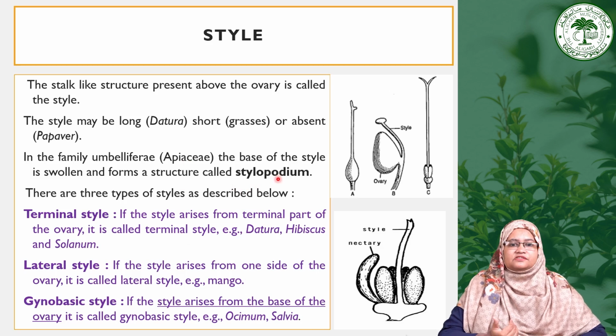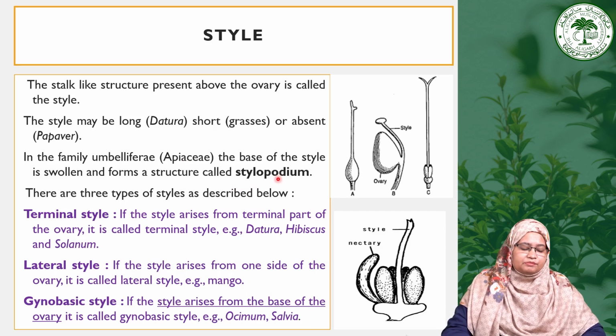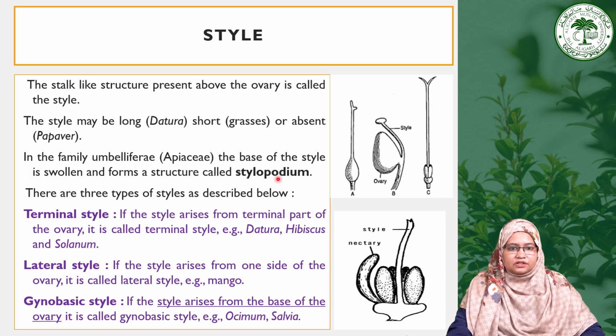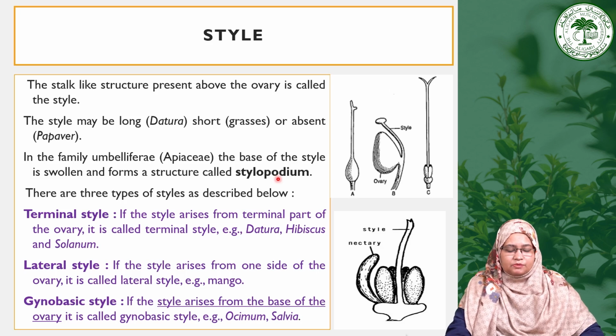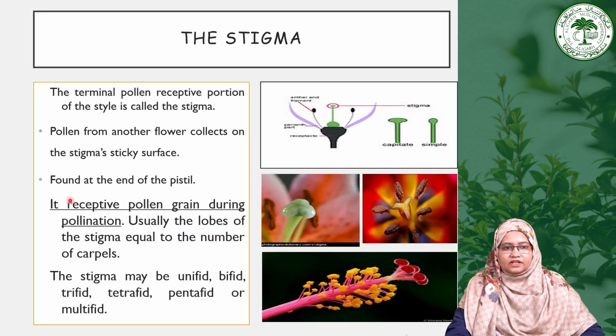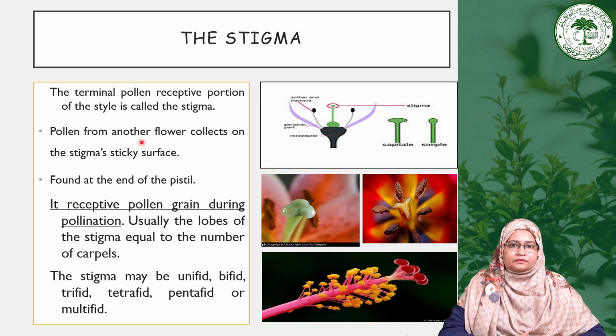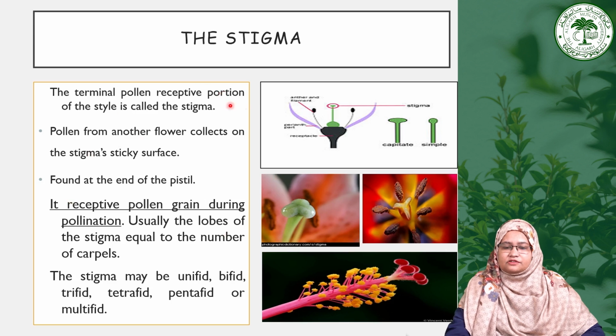But sometimes the style is also absent, like in case of Papaver, or in case of Datura they may have a very short style. Then the third part of the female reproductive part, the gynoecium, is the stigma. Stigma is the terminal pollen receptive portion of the style. It is called stigma. As you can see, this is the stigma, which collects the pollen.